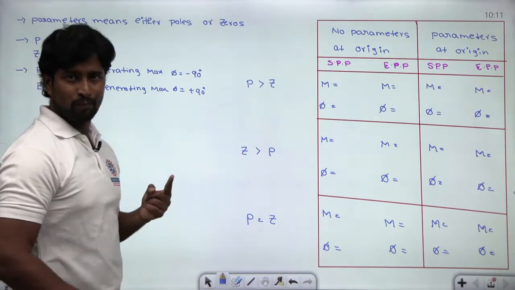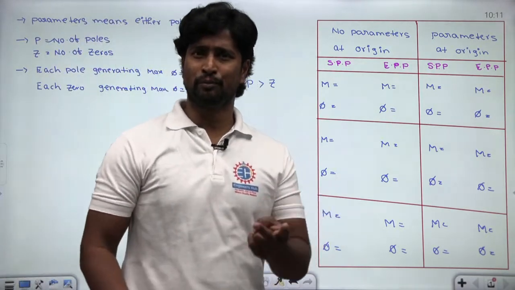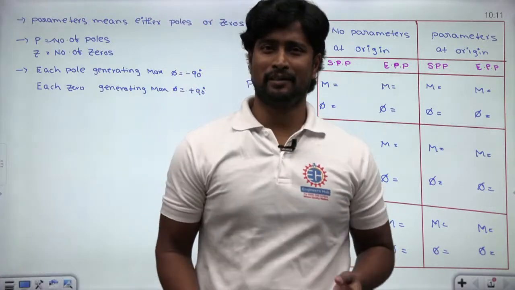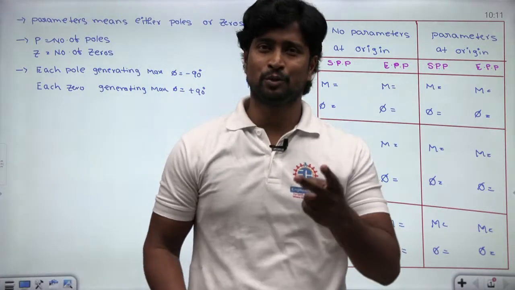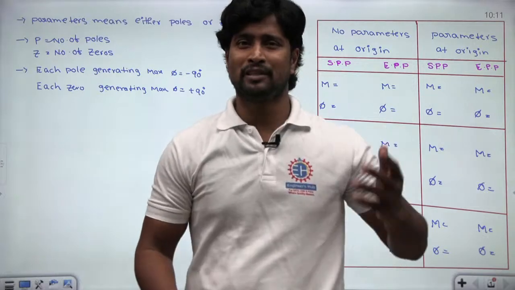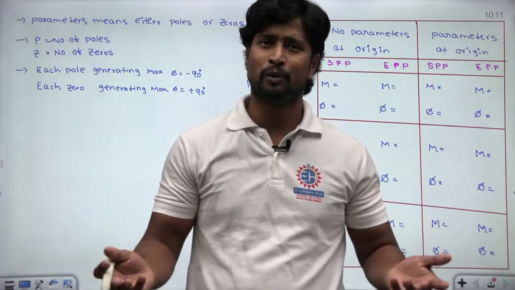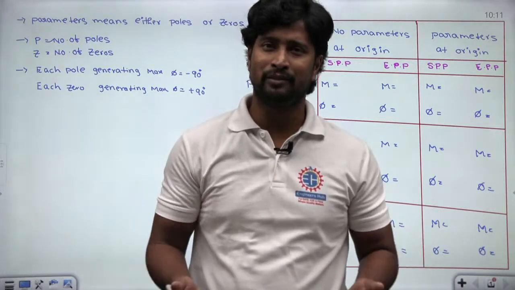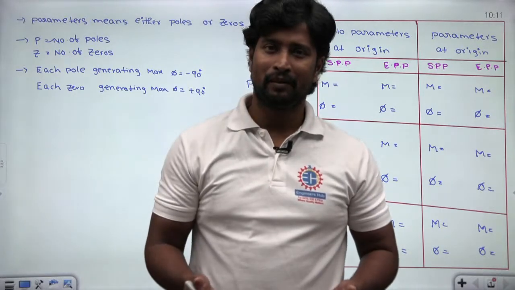For example, one pole minus 90, two poles 2 into minus 90, n poles n into minus 90. One zero plus 90, 2 zeros 2 into plus 90, n zeros n into plus 90. For example, if 10 zeros are present, no problem, 10 into 90, 900 degrees phase. That is the maximum. Are you clear?